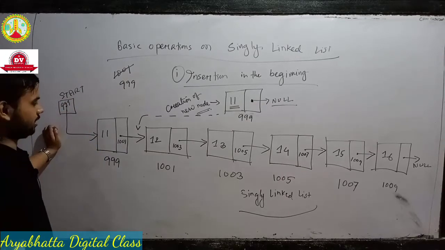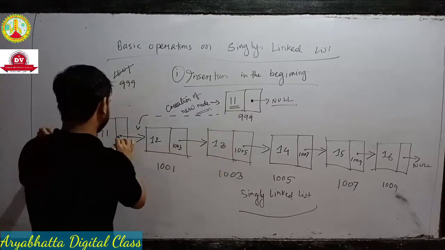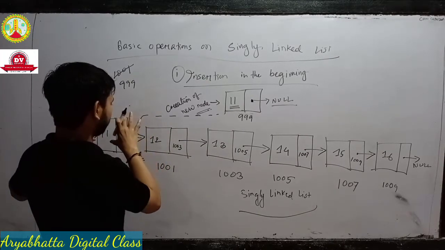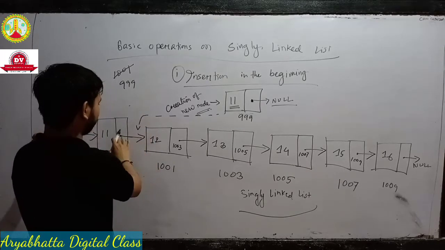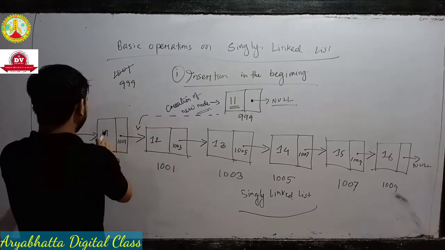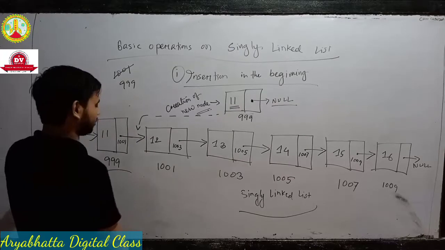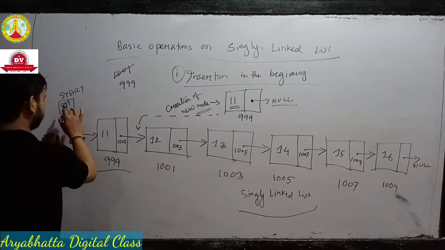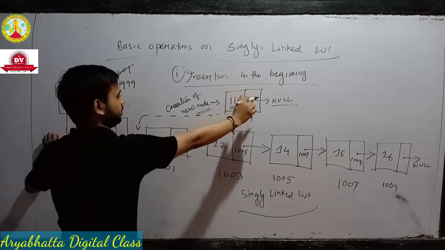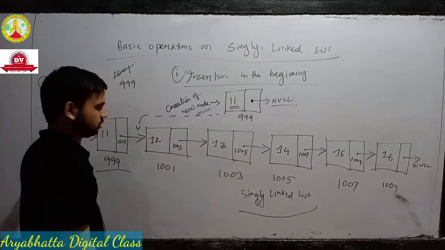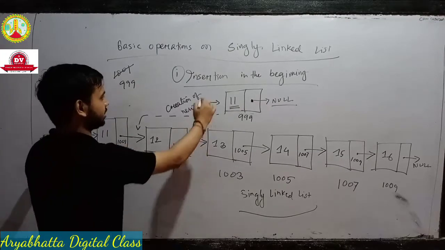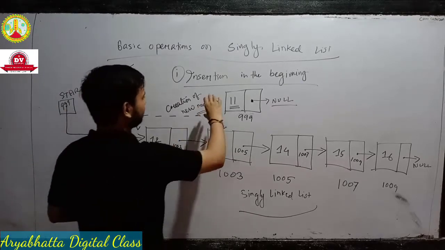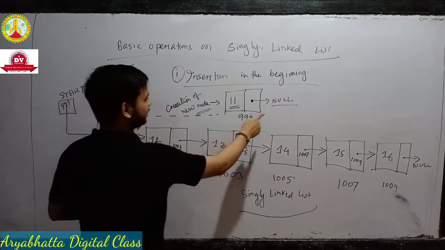Now it will contain 999, and this will contain previously null, but now this will contain 1001, because after adding this node in the list, it will contain the memory address of the next node, and start will contain the memory address of the very first element. Previously start contained this, now start contains this, and this null will point to this memory address when we insert at the beginning. I hope you understood. But until we insert it, this will contain null.